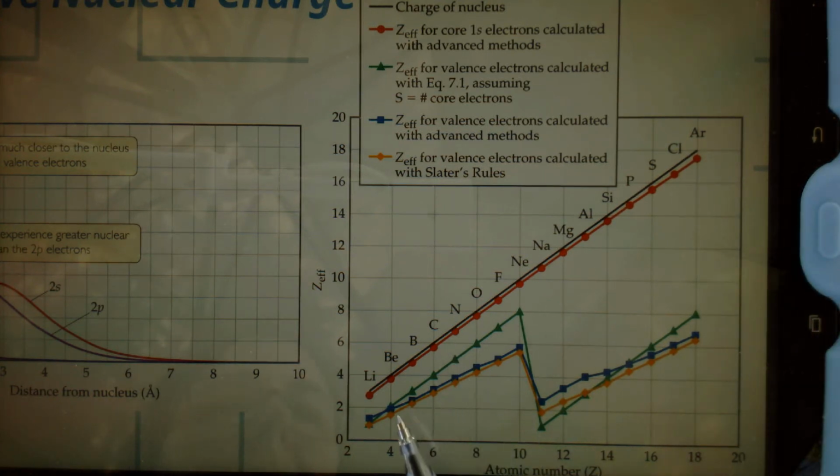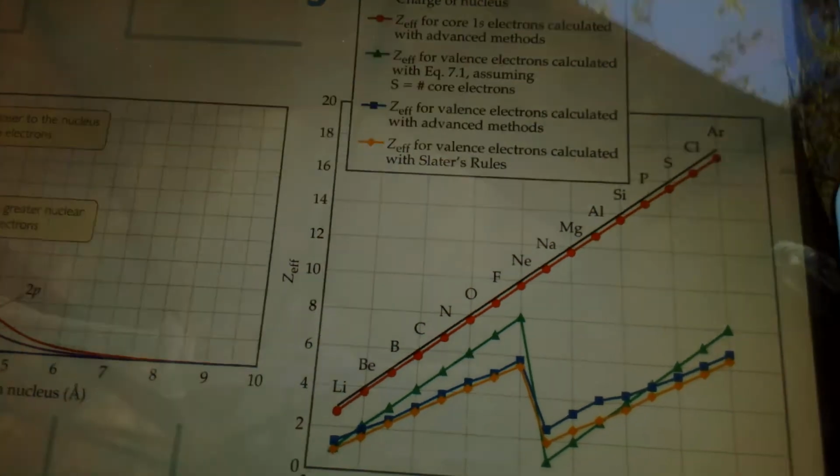Okay, so next is Slater's rule, the yellow one. Slater's rule actually does a really pretty good job at approximating what's happening in nature. Using Slater's rule does a really good job at predicting what actually happens with effective nuclear charge as we move across periods. Okay, so that's the difference. Slater's rule is a little more precise, taking into account same-shell screening, but core electron screening is a really good first approximation method.